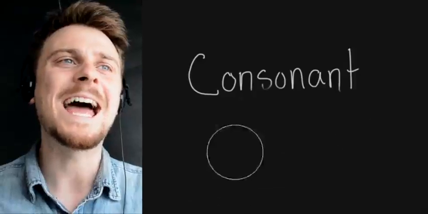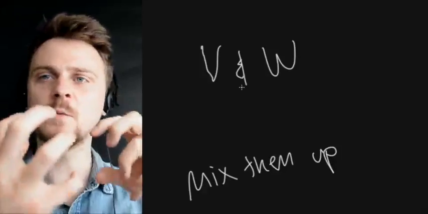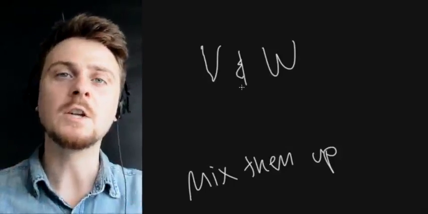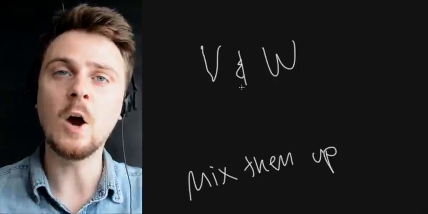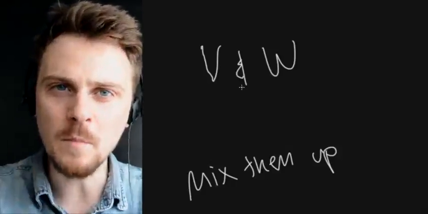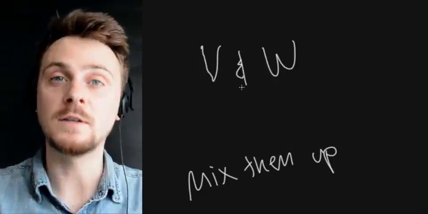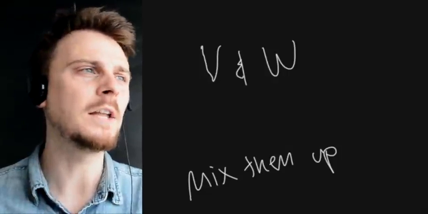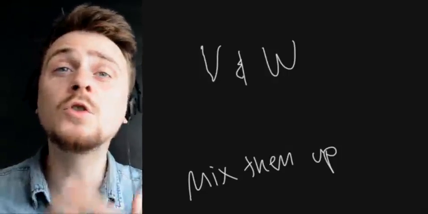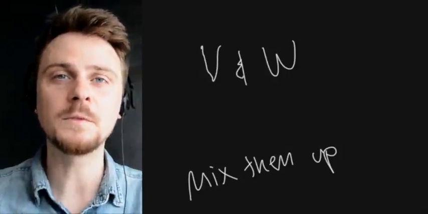So, V and W. These two sounds are pretty similar, and it's easy to confuse them. It's easy to mix them up. That means this one instead of this one. So after this lesson, I hope you will be able to easily remember which one is which about the pronunciation. Okay, so let's get started with how to make both sounds.